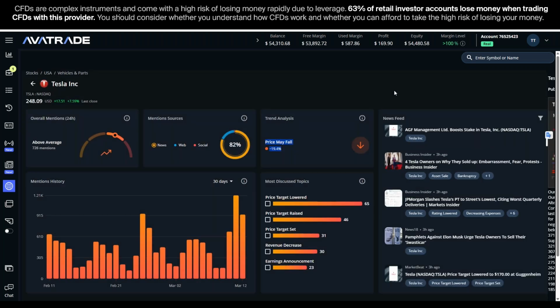Okay, so very easy to do a lot of research in a short period of time using the market buzz area and also get a technical signal at the same time with the trend analysis outlined for you.